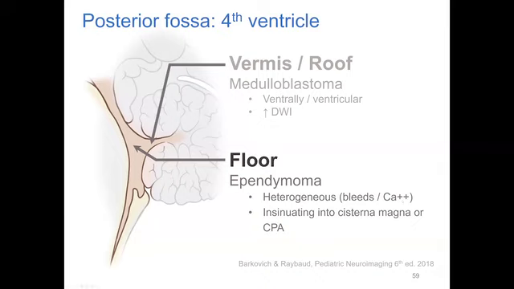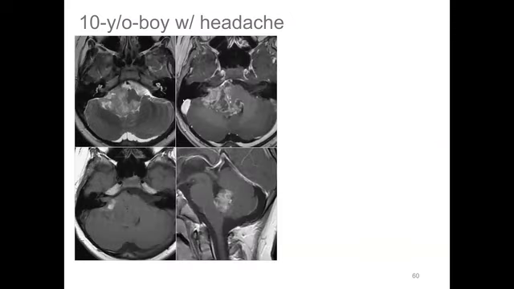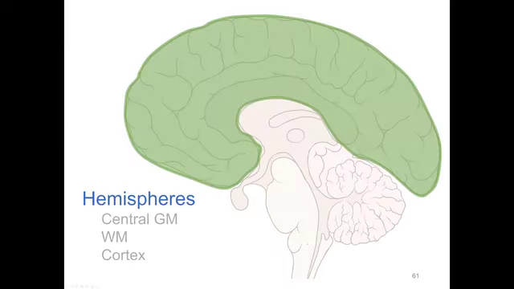Another interesting appearance is that the tumor tends to insinuate into the cisterna magna or CP angle, into the CSF space, or through other foramina. You can see a case here. We see a very, very heterogeneous tumor, and it also has some blood here. This case is an anaplastic ependymoma.